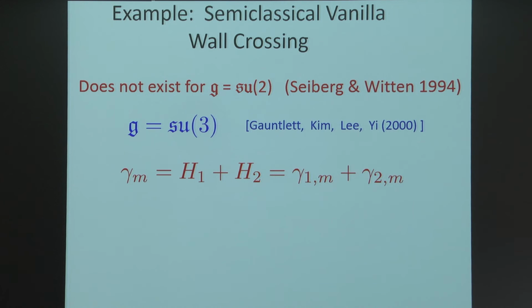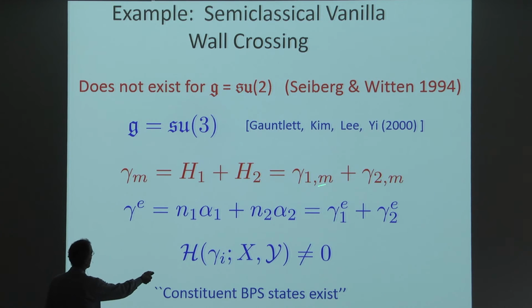So with SU(3), let's look at this funny magnetic charge, the sum of two simple co-roots, and I'll explain why on the next slide. And now gamma E is an arbitrary electric charge, and you see, if you have a state with these electromagnetic charges, then gamma is obviously naturally a sum of gamma 1 and gamma 2, where these are simple co-roots, and so the constituent BPS states exist. So there's the possibility for a bound state to fall apart.